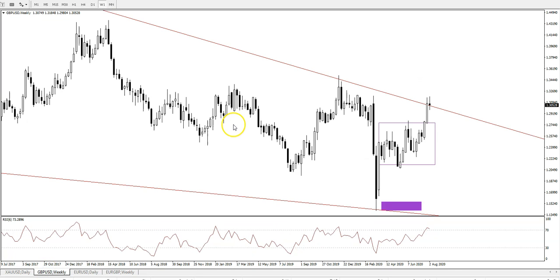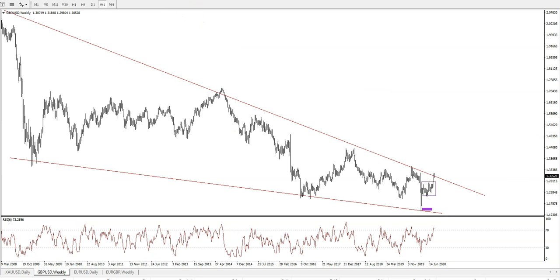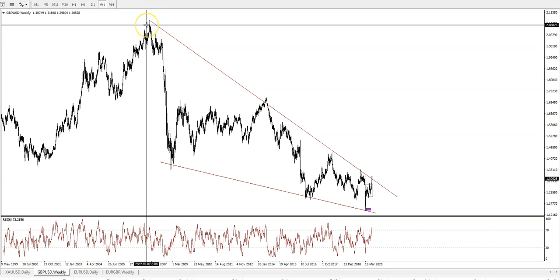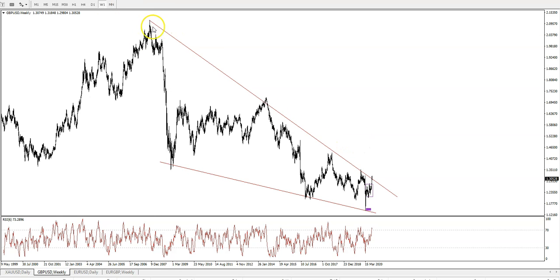The next currency pair I'm looking at is the pound dollar. Pound dollar is on a weekly chart. This is something I've drawn for a while. This is a descending triangle. Of course, this spans all the way to 2007, which is the last 13 years.